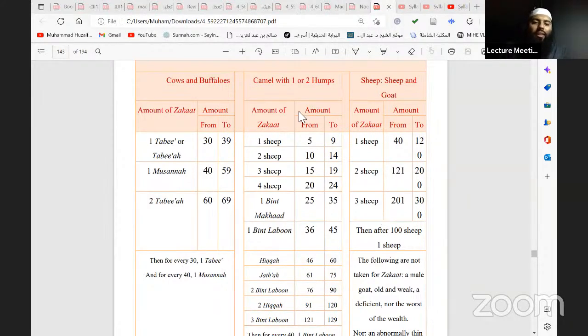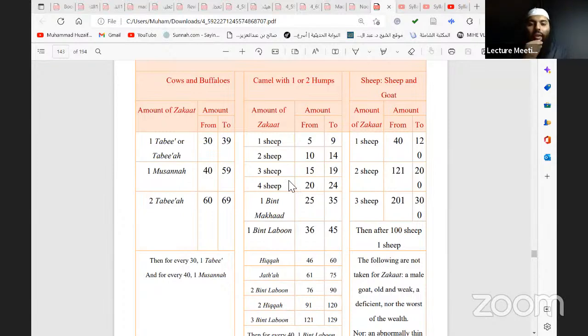The camels, okay, let me quickly do the cows. Actually, no, let's do the camels. The camels are the main one. Let's do the camels, and then we'll finish off with the cows. Right, this is where the definitions come in.